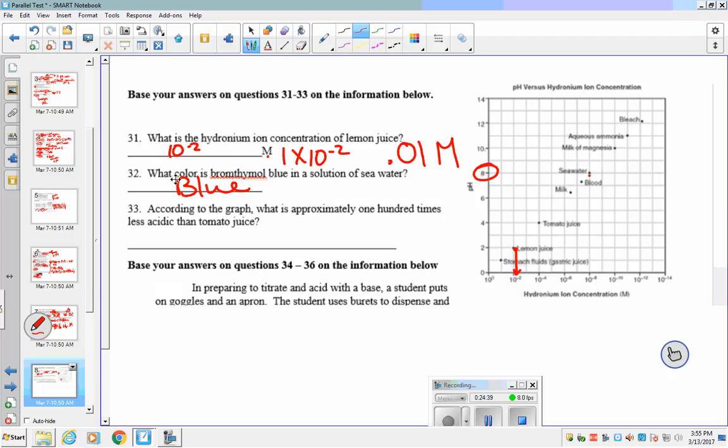According to the graph, what is approximately 100 times less acidic than tomato juice? 100 times, remember, is 2 pH units. Less acidic means our pH is going up. So we're going to find tomato juice, which is right here, and we're going to go up 2 units. So we're starting at a pH of around 4. We want to end up with a pH of around 6. The substance closest to that is milk.